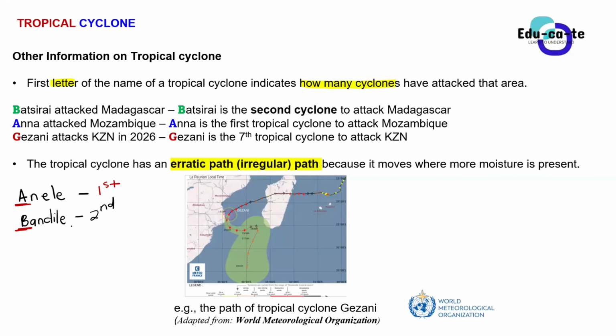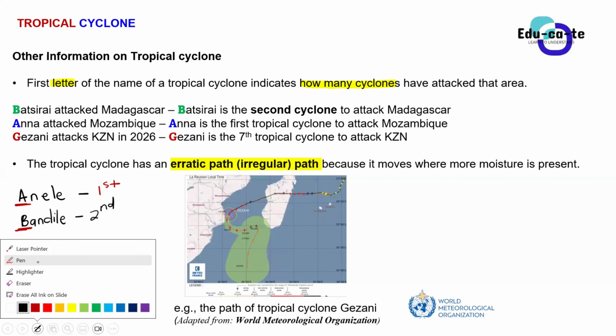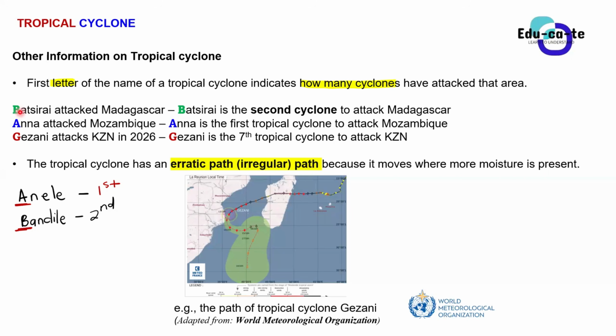All right. So these are the examples that I gave you here. There was a tropical cyclone known as Batsirai. Batsirai attacked Madagascar. I'm not sure when, but I think it's 2022, if I'm not mistaken. So it means that Batsirai was the second cyclone to attack Madagascar. By the time it was attacking, it was the second cyclone.